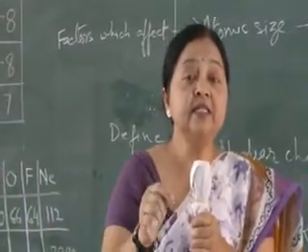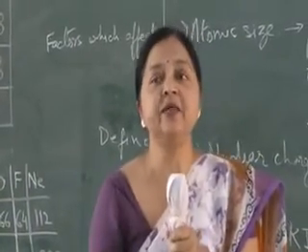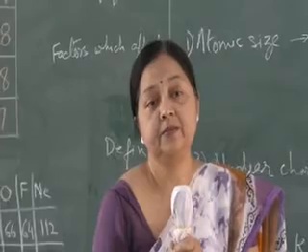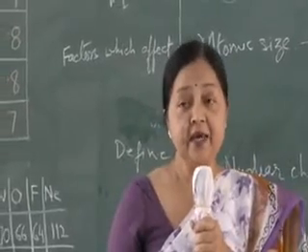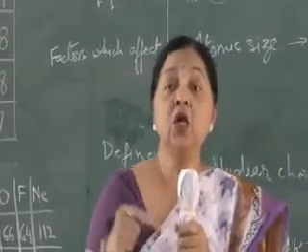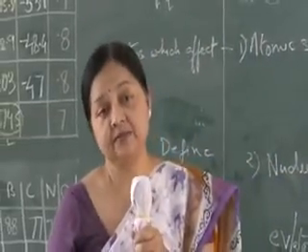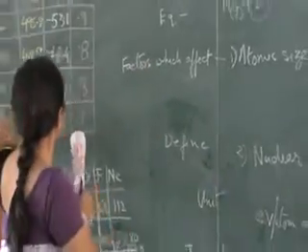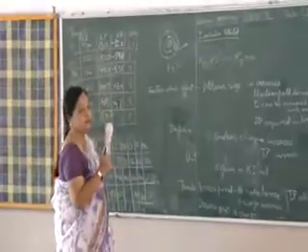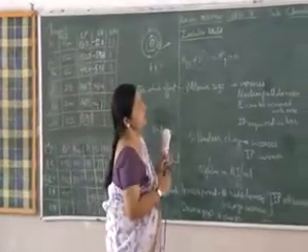The amount of energy needed to ionize this helium will be maximum. So highest IP, helium; lowest IP, cesium. Now we come to the next.